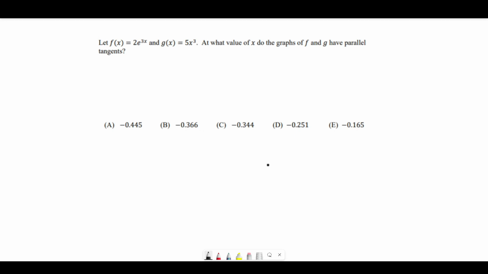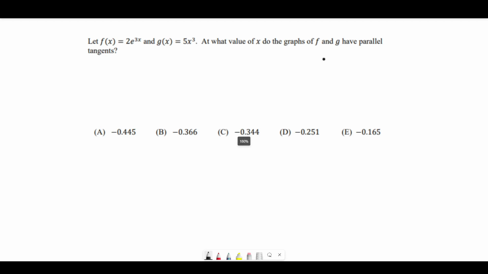Alright, last question for 3.1. It wants us to find at what value of x the graphs of f and g have parallel tangents. What it means when the functions have parallel tangents is that we're looking for the value of x where the derivatives are the same. So what we're going to do is set the derivatives equal to each other and then solve for x.